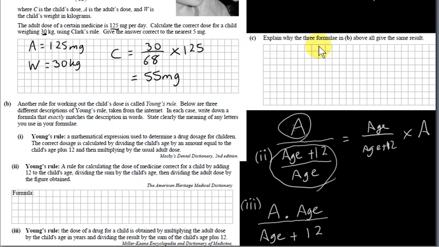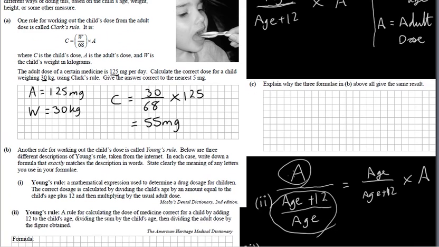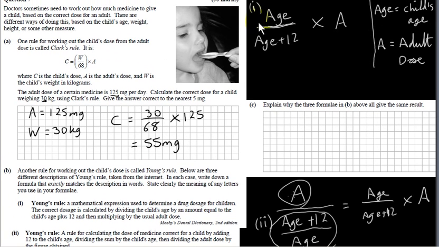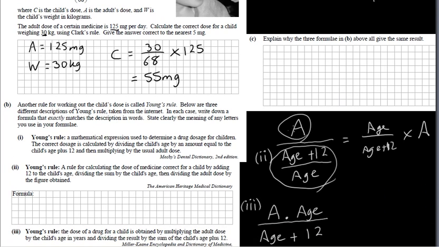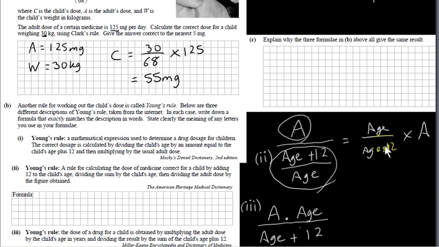Part C. Explain why the three formulae in Part B above all give the same result. Well, it's pretty clear. I've already explained Part 2. We show that we can write this expression like this here, which is the same as for the description of Young's rule from Part 1. So this here is the same as this. And the third description of Young's rule is identical to this here.